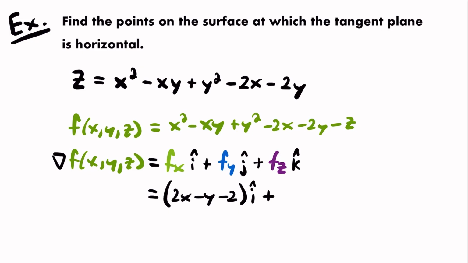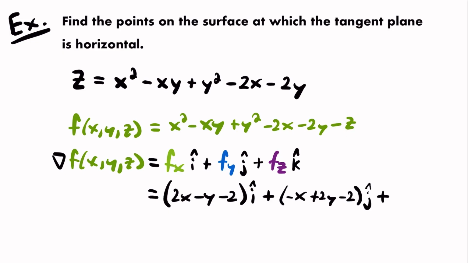Then for fy, let's go one term at a time here. X squared is a constant with respect to y. Its derivative is 0. Then for this term, y is to the first power, so its derivative would be its coefficient of negative x. So we have negative x, and then the derivative of y squared is 2y, so we have plus 2y, and then negative 2x would be a constant with respect to y. Its derivative is 0, and then negative 2y, the derivative is negative 2. All of that is multiplied by j. Again, don't worry about negative z, because with respect to y, it is a constant whose derivative is 0.